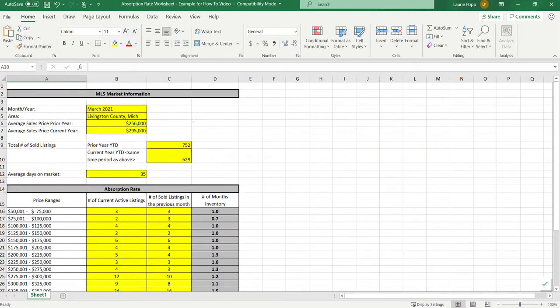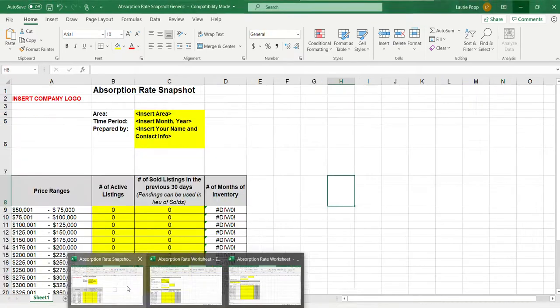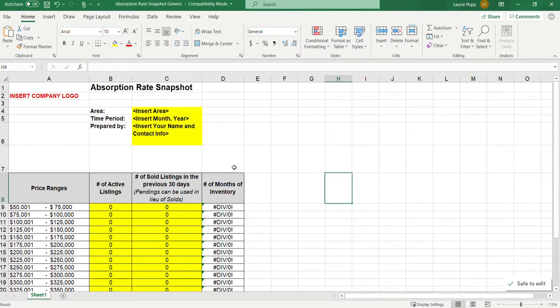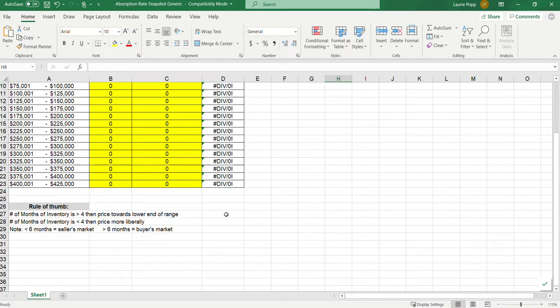So now that was the one example. Real quick, I'm going to show you what the snapshot version looks like. A lot less information up at the top. Again, we recommend inserting your company logos. Right here is a good spot. You'll put the area, time period, your contact information right here, and you'll use that same type of information, active listings and sold listings from the month before, and the formula will do the rest of the lifting for you.